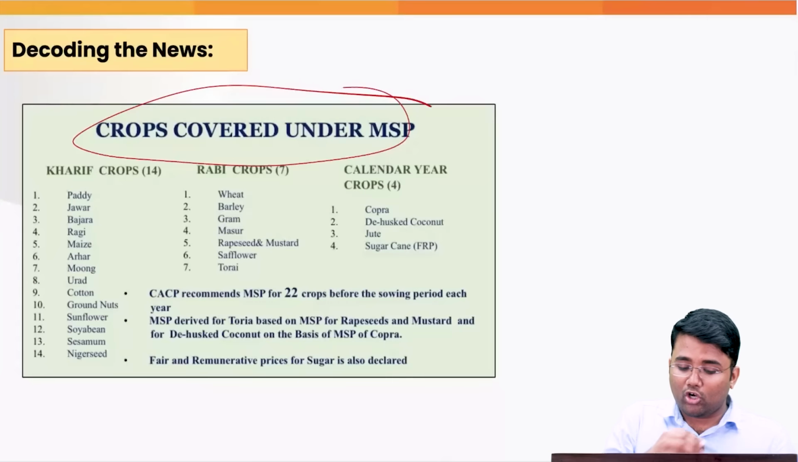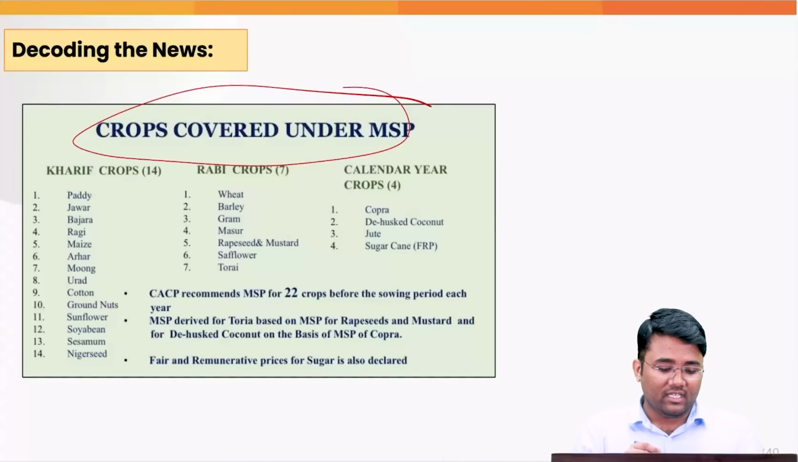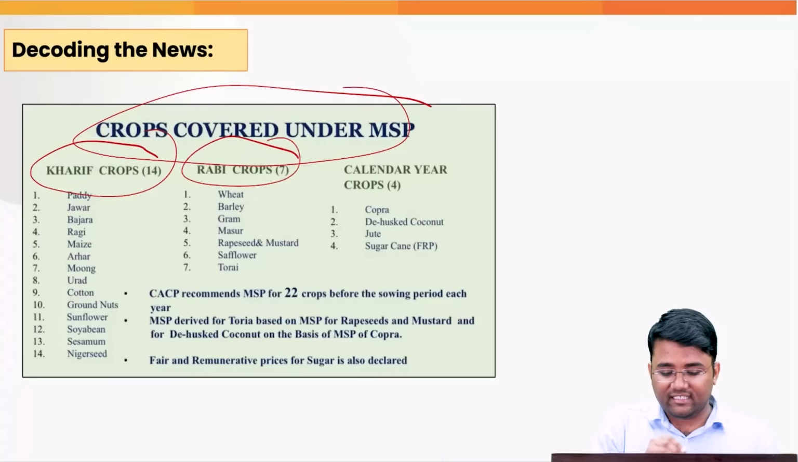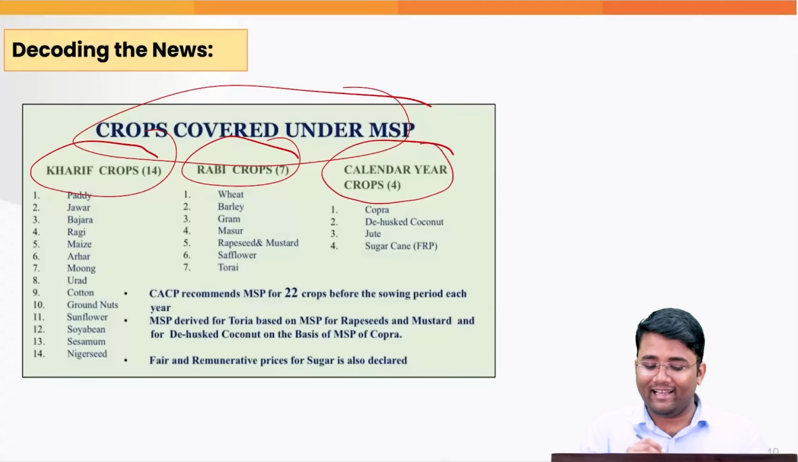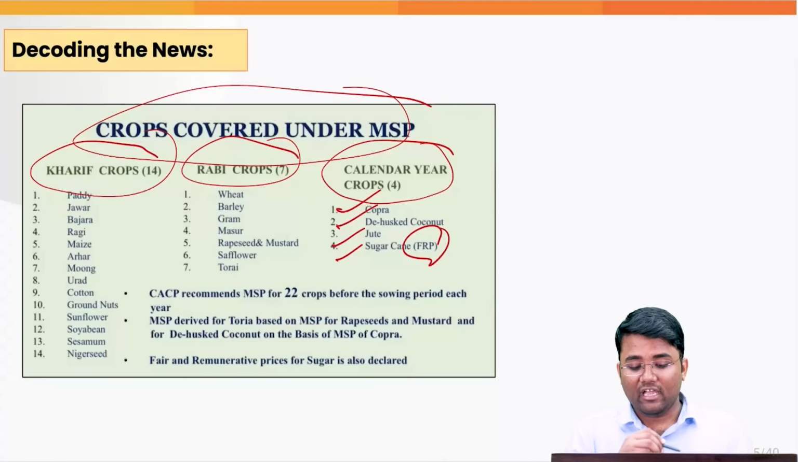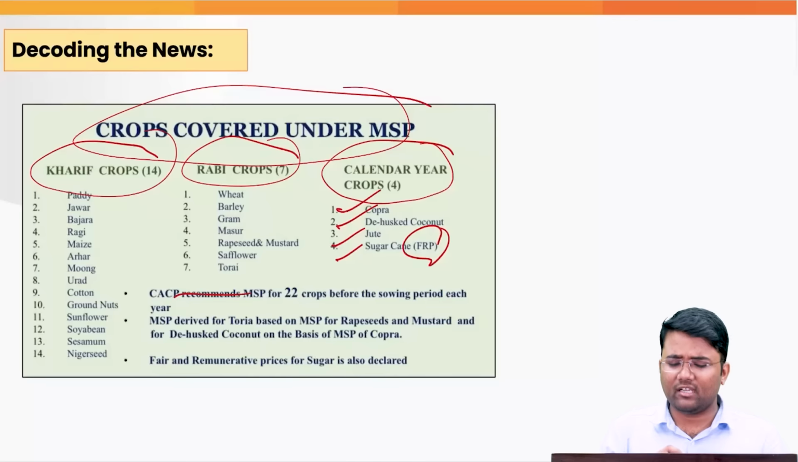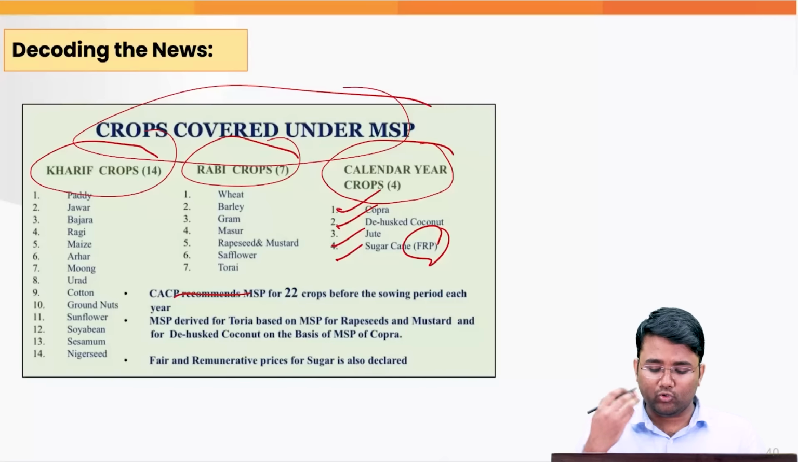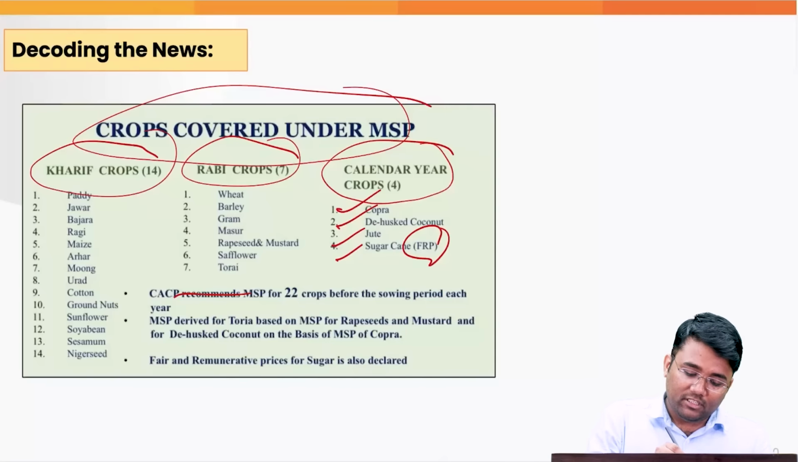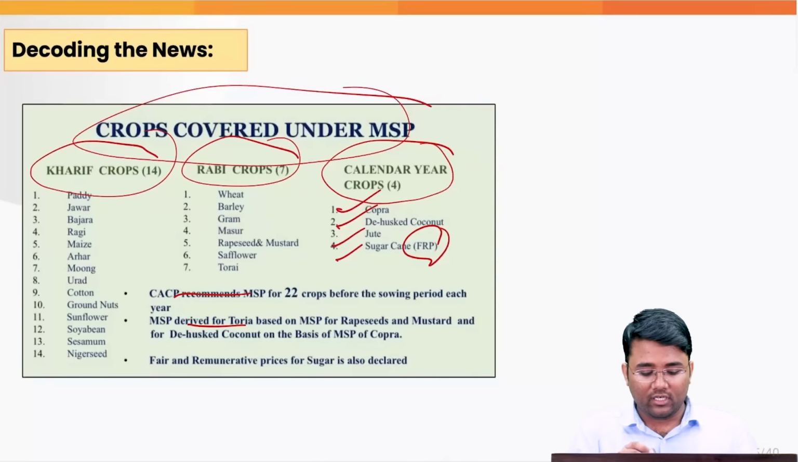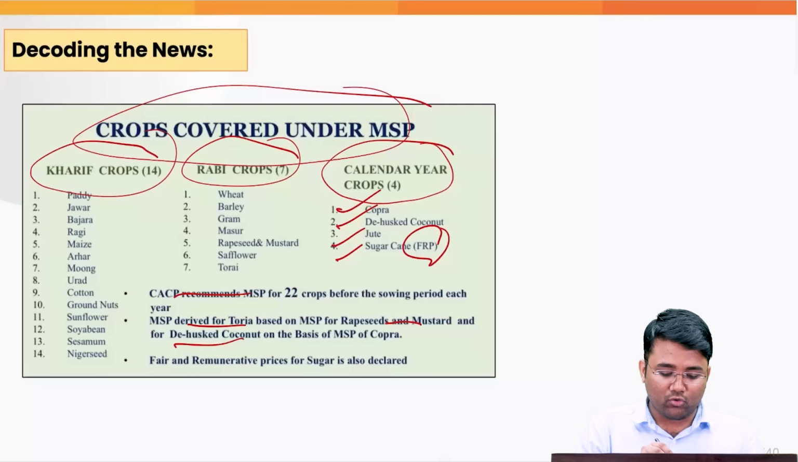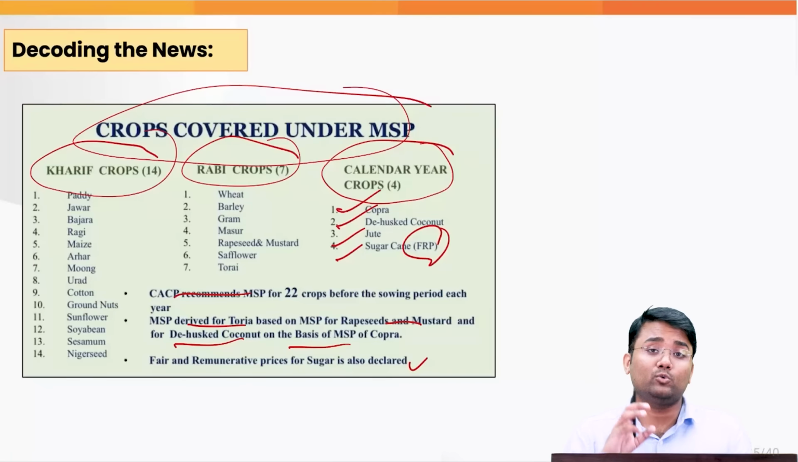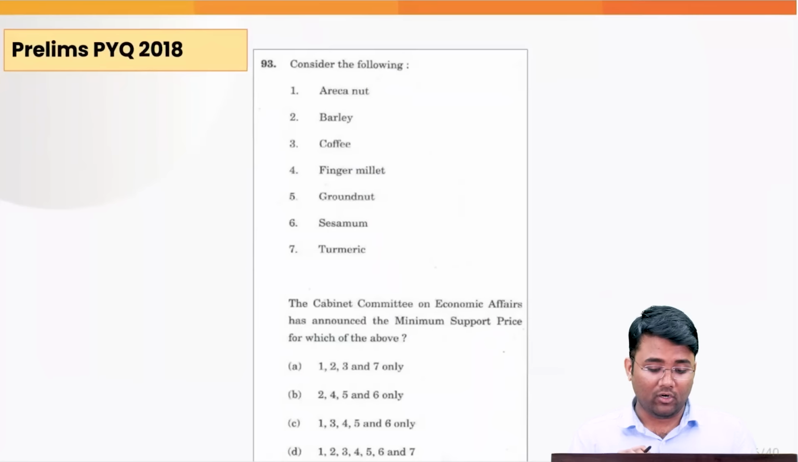If we talk about the various crops covered under the MSP, there are 14 Kharif crops, 7 Rabi crops, and then there are 4 commercial crops, that is copra, dehusked coconut, jute and sugarcane, for which FRP, or fair and remunerative price, is given. The CACP recommends MSP for 22 crops before the sowing period each year. The MSP for toria is based on rapeseed and mustard, and for dehusked coconut on the basis of the MSP of copra. The fair and remunerative price for sugar is also declared.